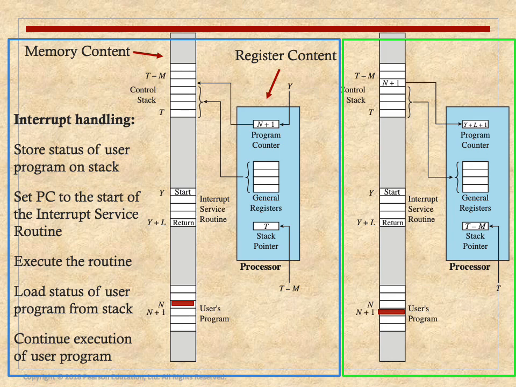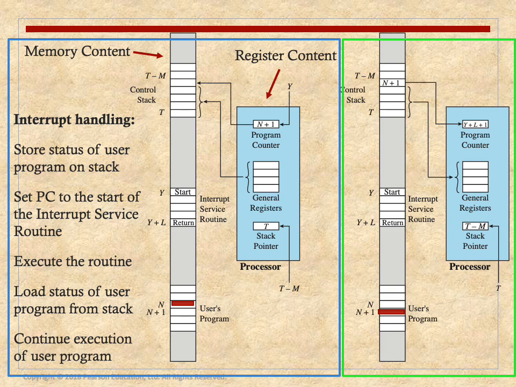So in the next instruction cycles, the processor will execute the instructions that are stored at the addresses Y to Y+L. This corresponds to the full execution of the interrupt service routine, and afterwards we want to resume the user program. For this, we look at the green box, and this indicates how the state of the user program gets loaded from the stack back into the registers.